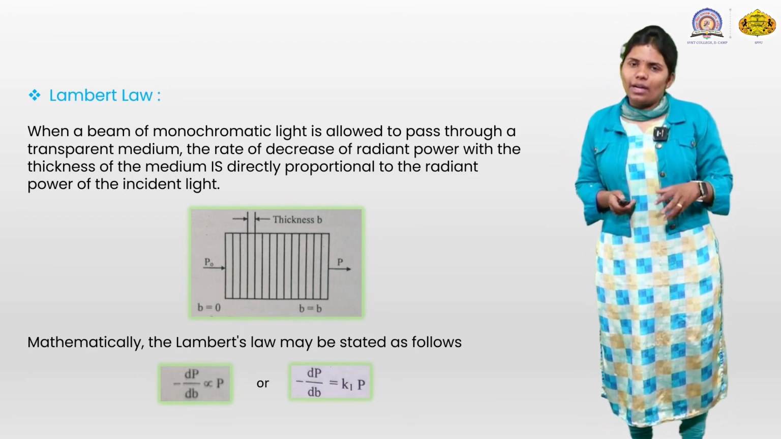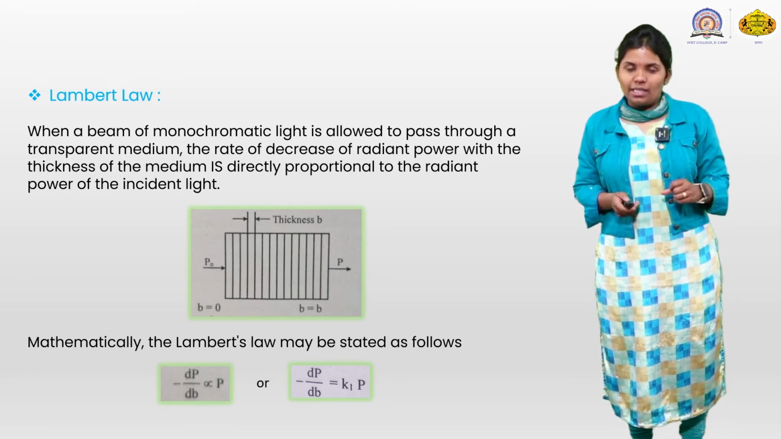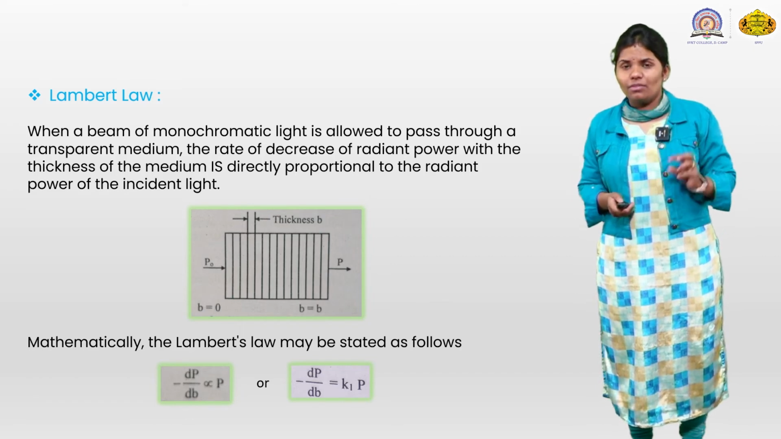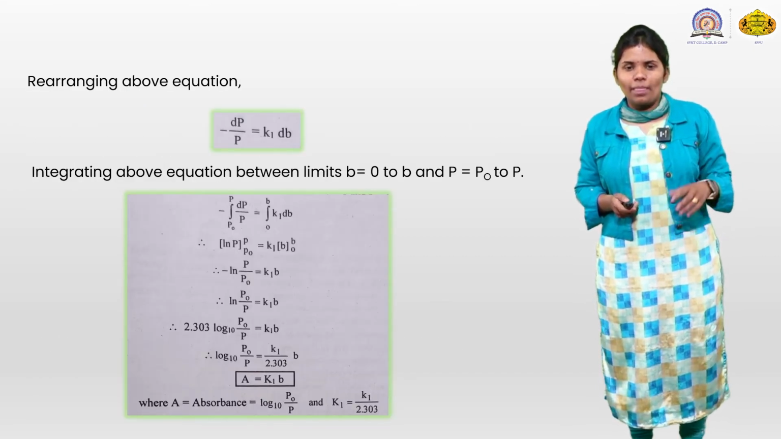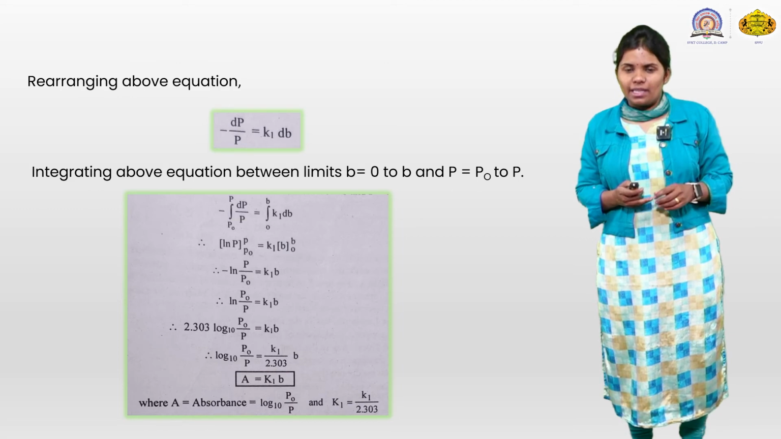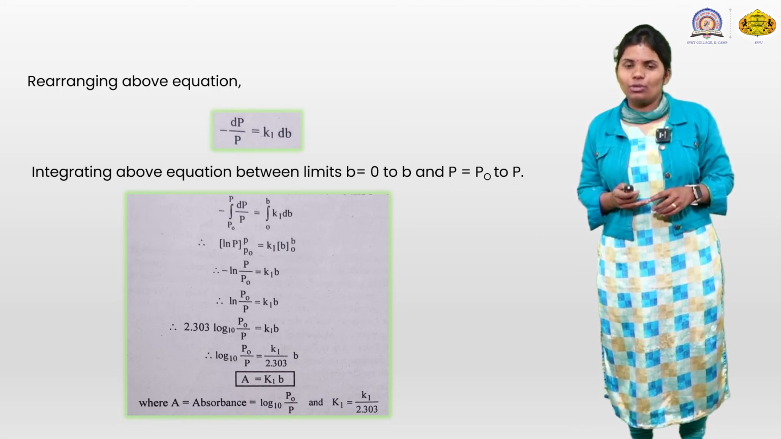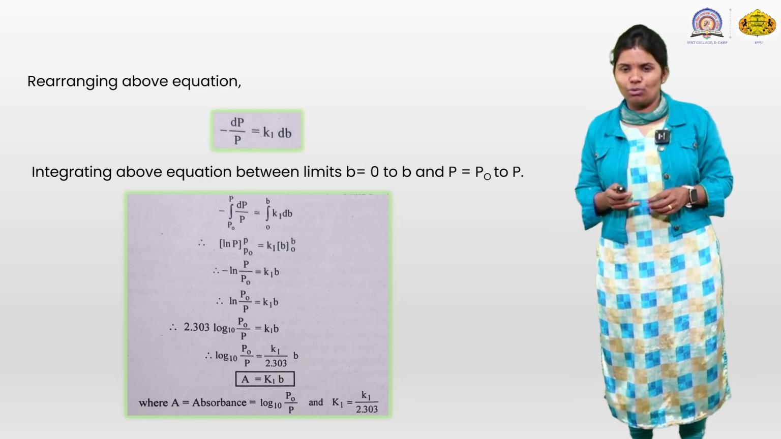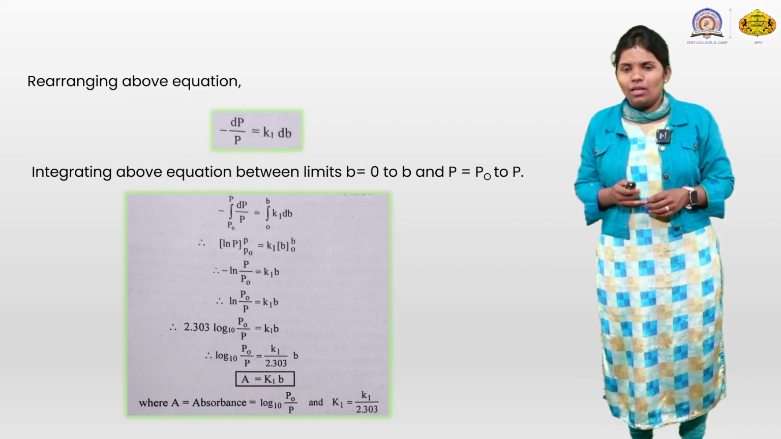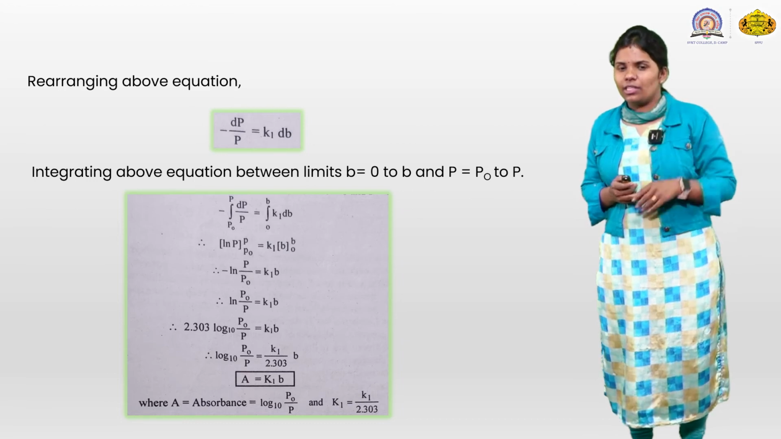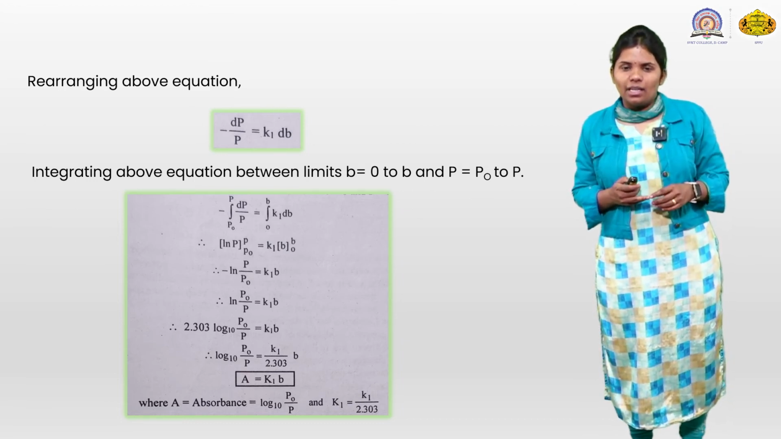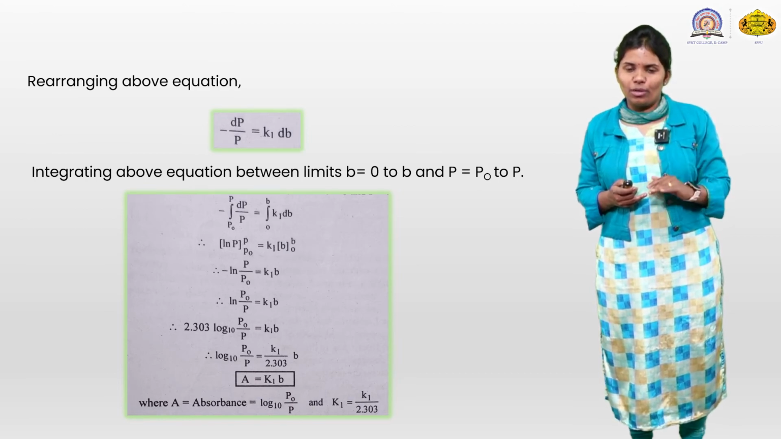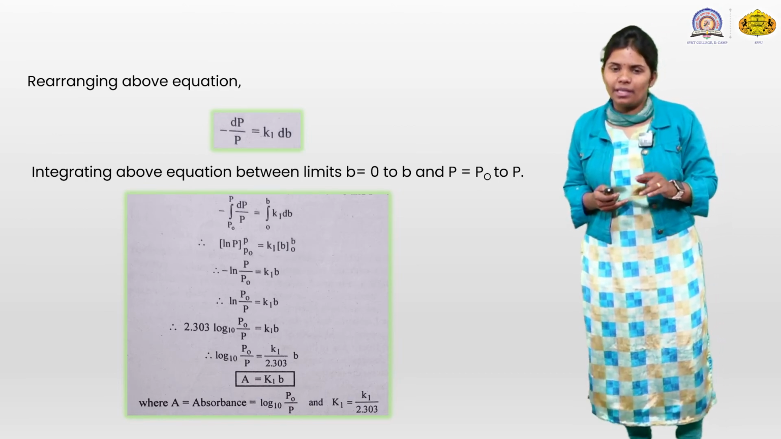So you can read it as: the absorbance is directly proportional to the thickness of a medium. Rearranging the equation, you can write minus dP upon P is equal to K1 dB. Integrating the above equation with the limits B equal to 0 to B and P from P0 to P, and taking the minus sign out of the integration, we get the integral of dP upon P equals K1 dB.